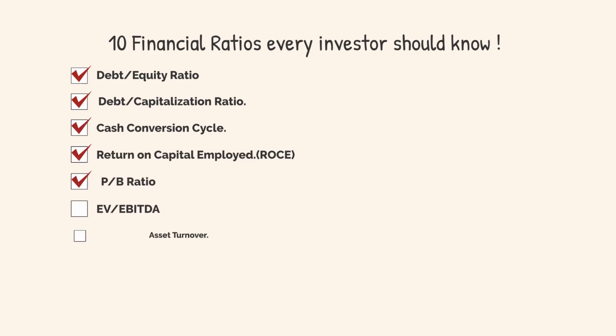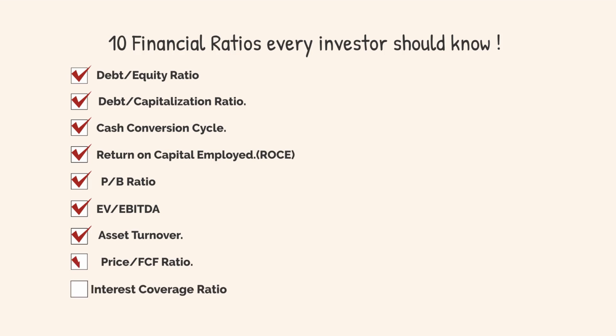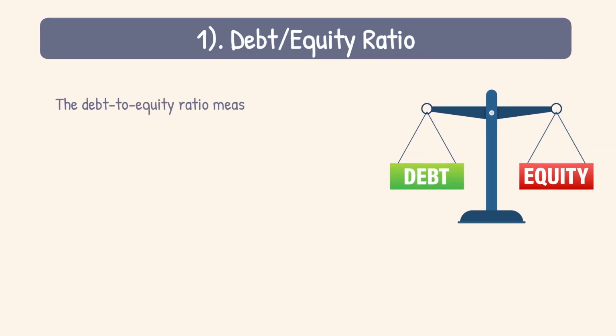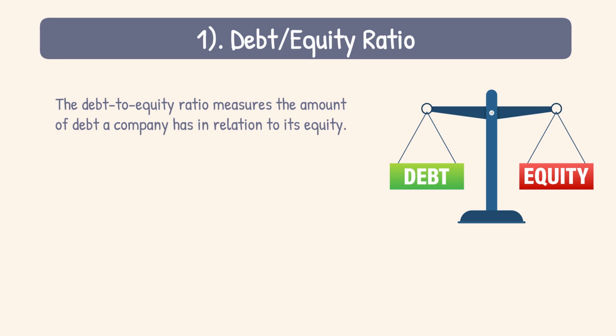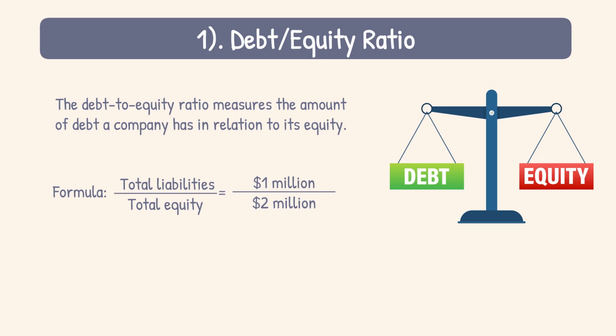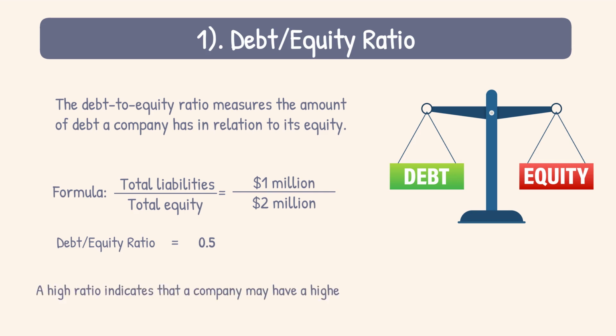So, without any further ado, let's dive into each of the 10 financial ratios in more detail using George Burger Joint as an example. Debt-equity ratio. This ratio measures the amount of debt a company has in relation to its equity. For example, if George Burger Joint has $1 million in total liabilities and $2 million in total equity, then the debt-equity ratio would be 0.5, $1 million/$2 million. A high debt-equity ratio indicates that a company may have a higher financial risk due to a greater reliance on debt financing.